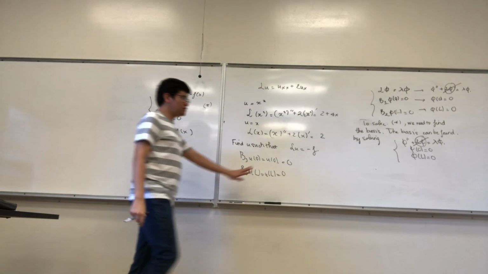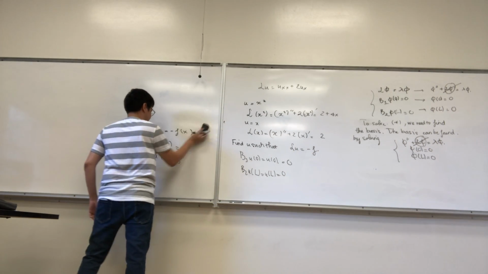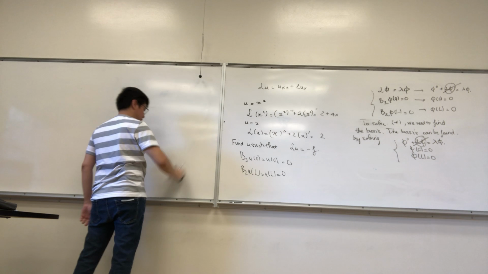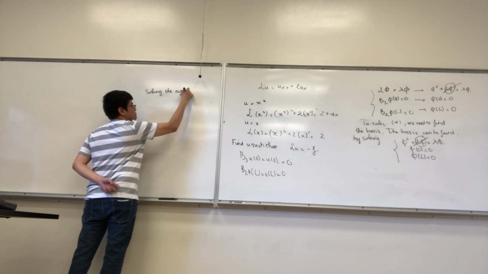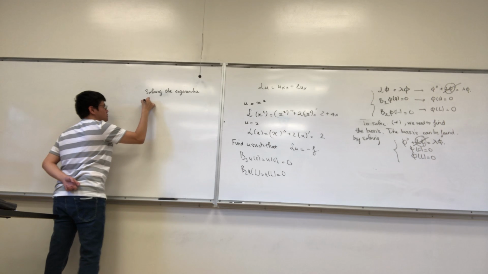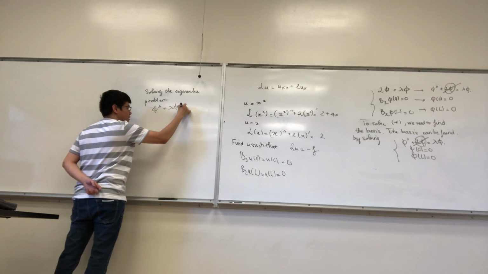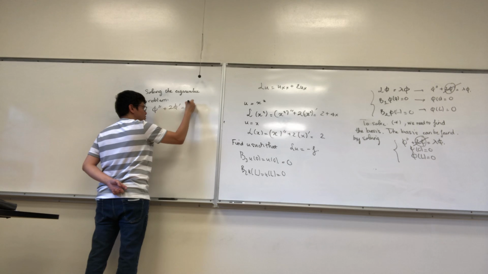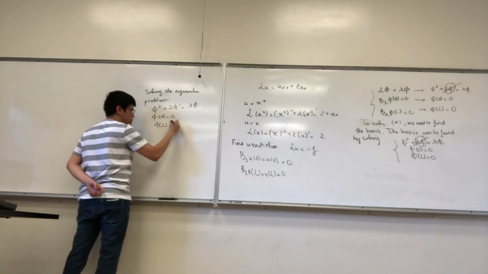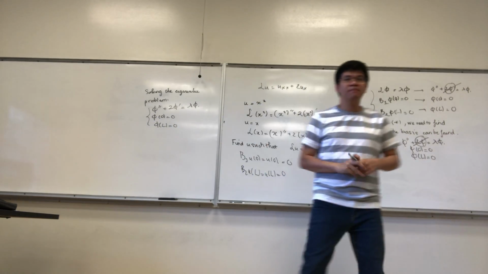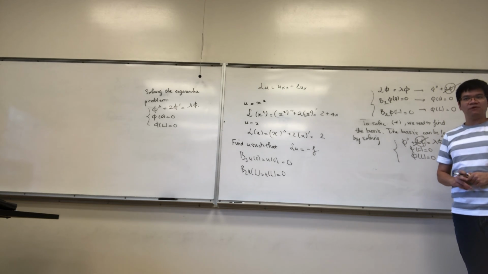Is it clear? Right. So now we want to solve this problem, solving the eigenvalue problem phi second plus 2 phi prime is going to be equal to lambda phi, and phi 0 is 0, and phi L is also 0. Alright? So now I have to solve this eigenvalue problem. How do I solve this eigenvalue problem?